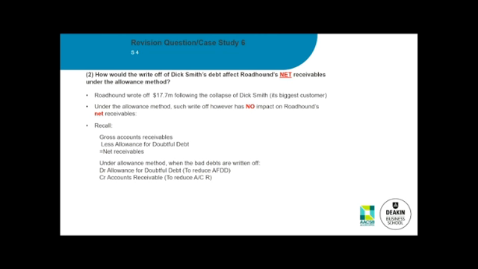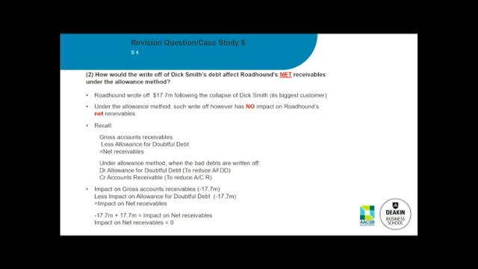Right? So even though we've written it off, we'll bump it up again at the end of a period based on our new calculations. So it's always there as a percentage of either our total credit sales or based on our aging balance of debtors that we have calculated. So the impact on gross accounts receivable would be minus 17.7 million, yes, accounts receivable reduced, but then your allowance is also gone down by $17.7 million, right? So the impact on net receivables, therefore, is zero.